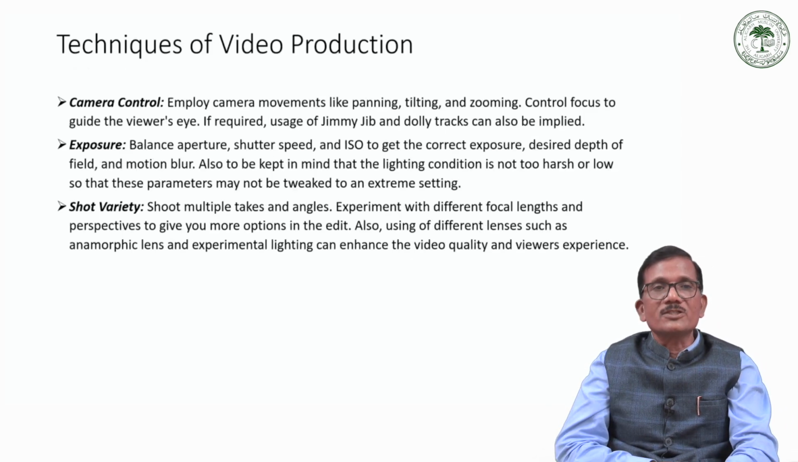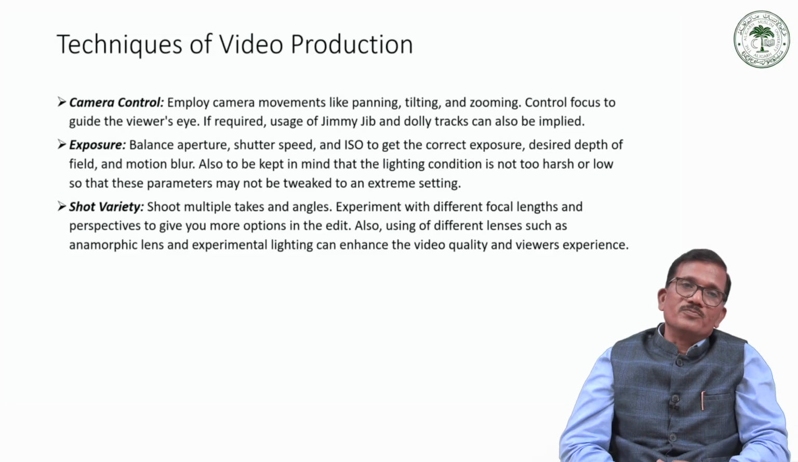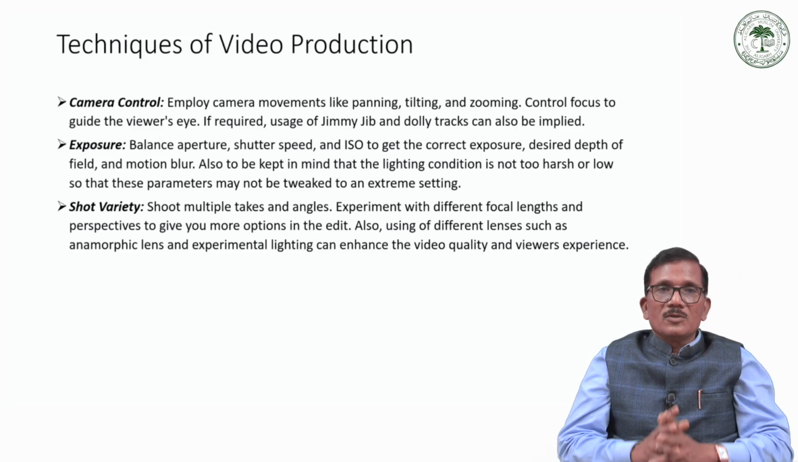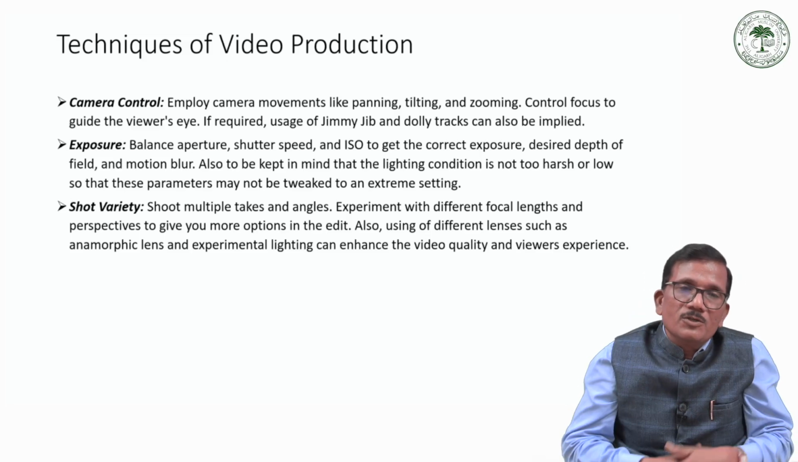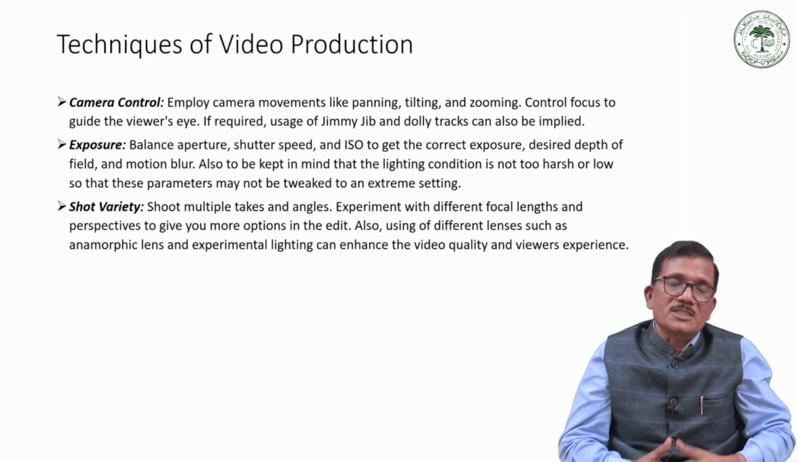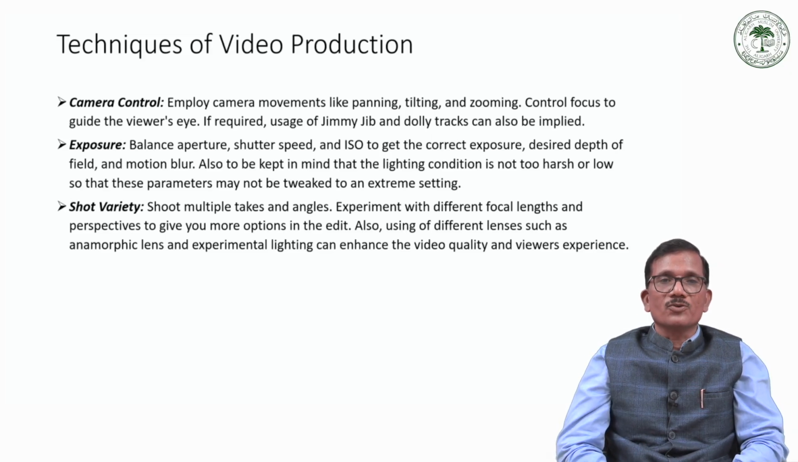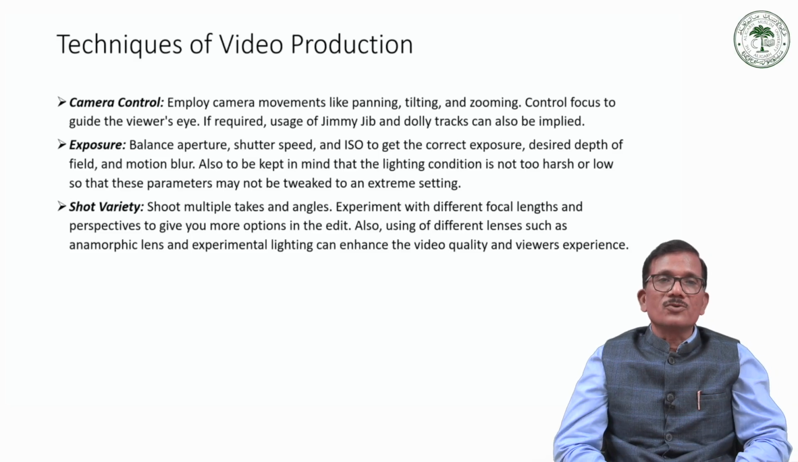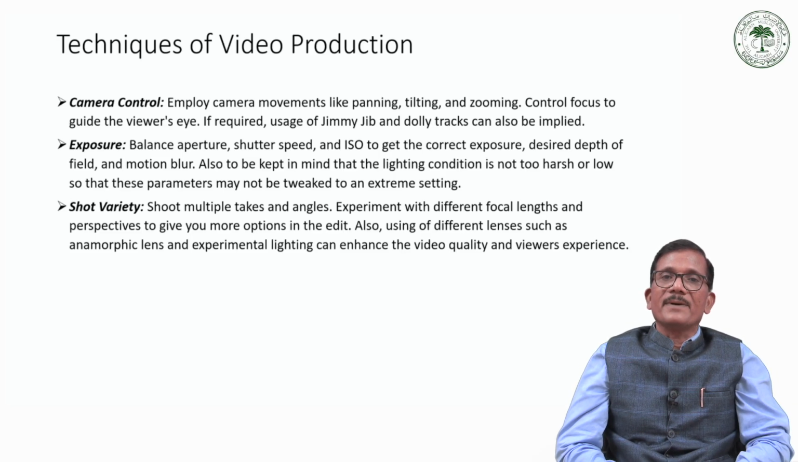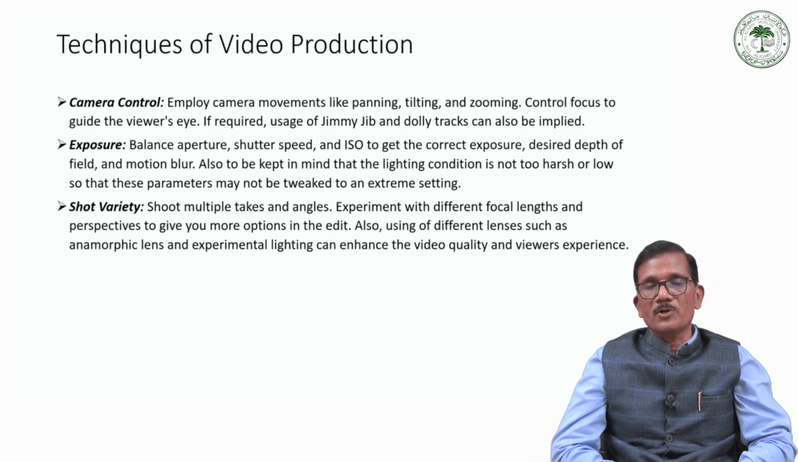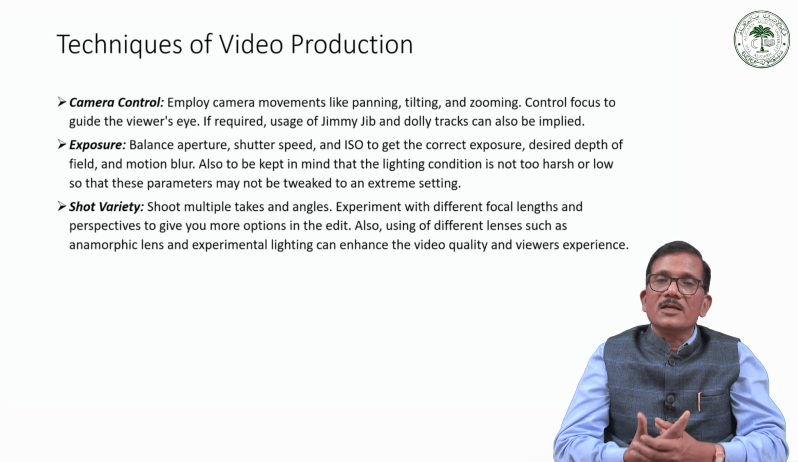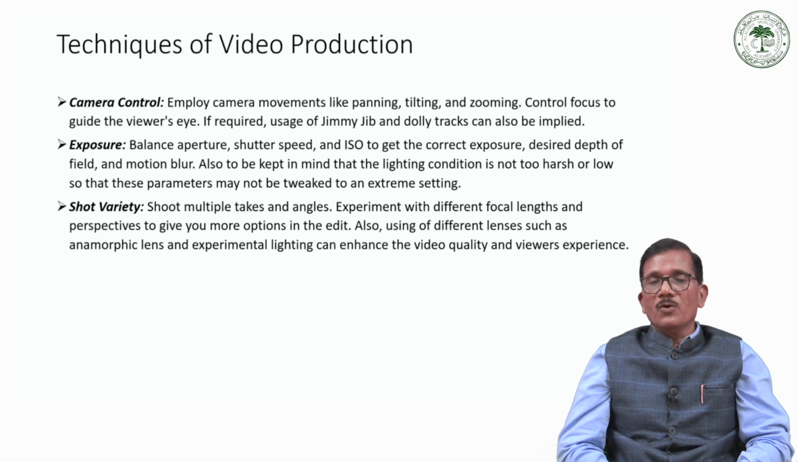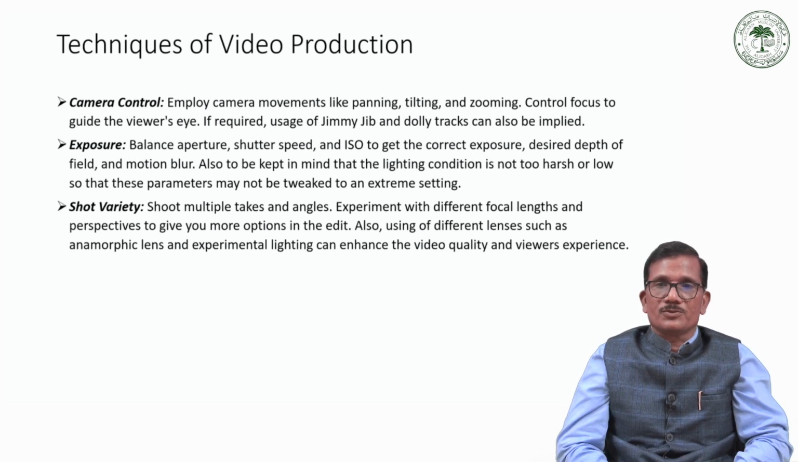And now the last step of production, which is of course very important, we will continue with the parts of the production. The other three aspects are camera control. Because in the course of shooting, you need to control the camera appropriately. Employ camera movements like panning, tilting and zooming whenever required, as per the requirement of the shot. What kind of shot you need to capture? What kind of shot you want to use?